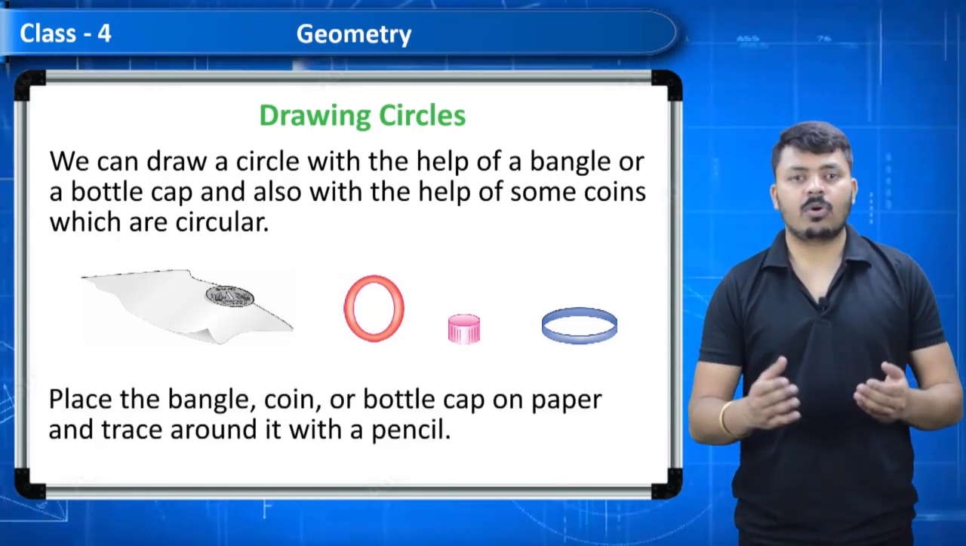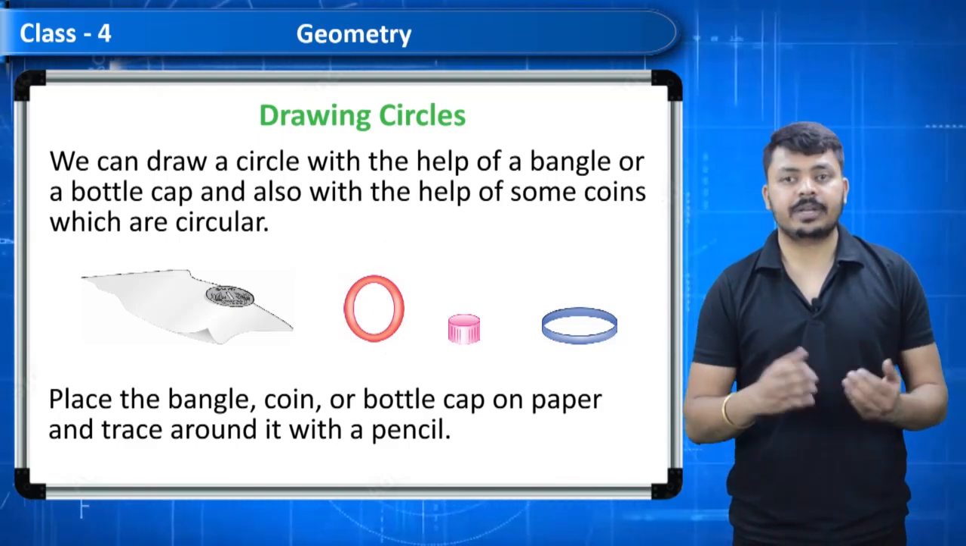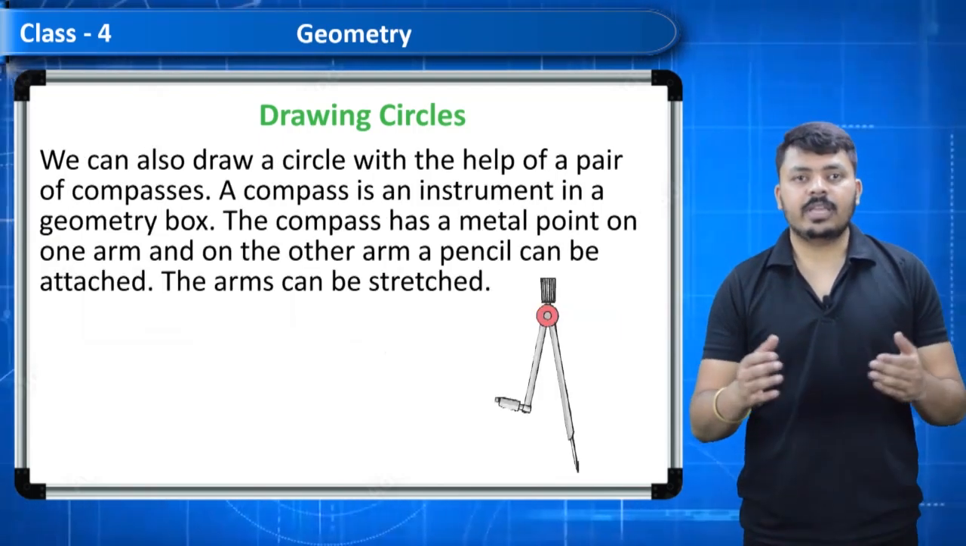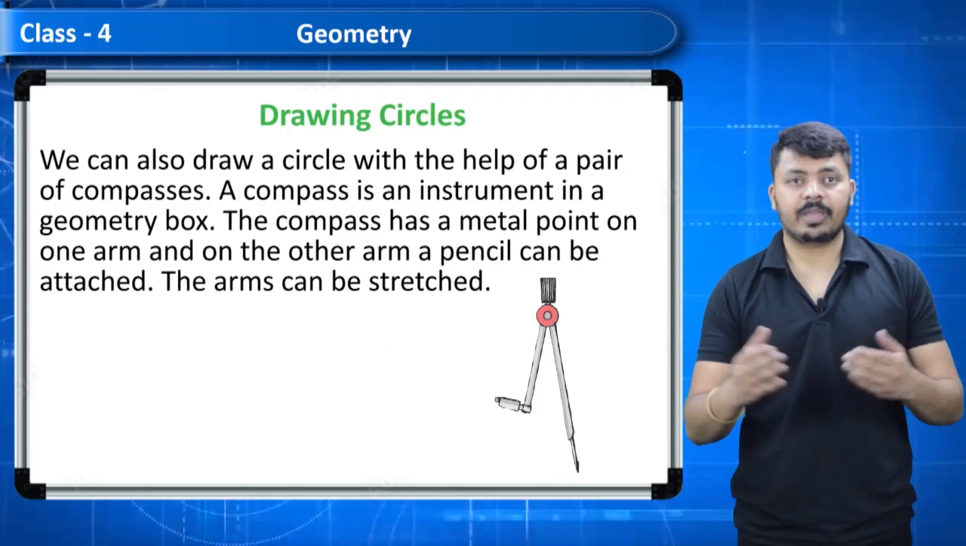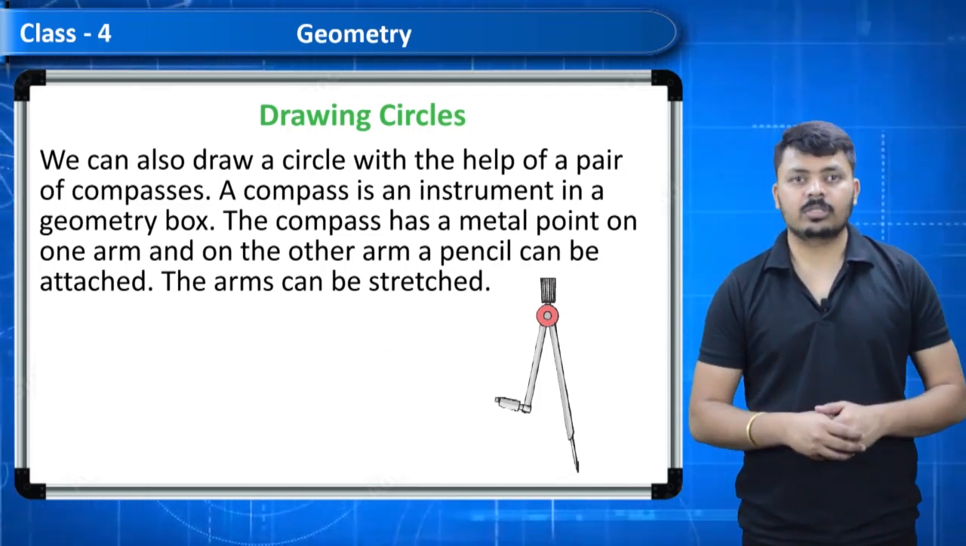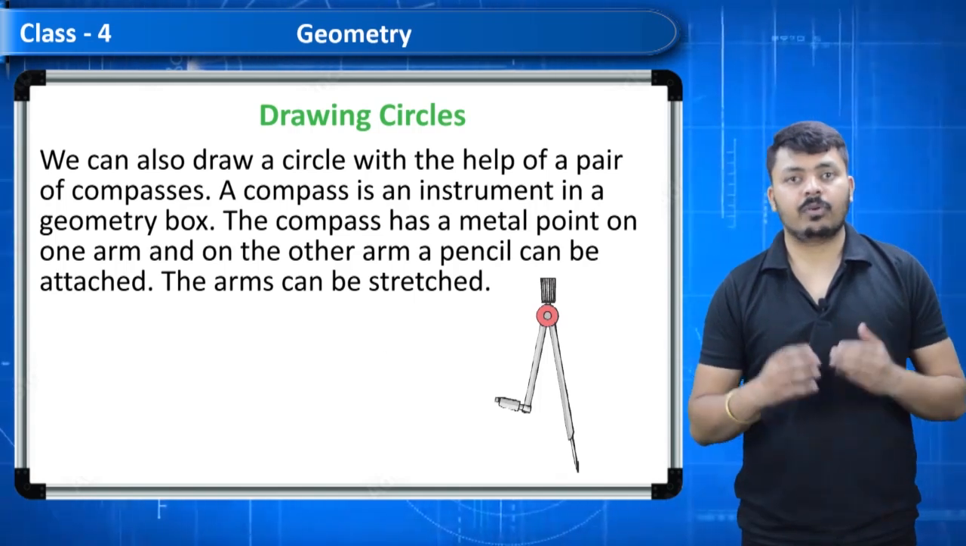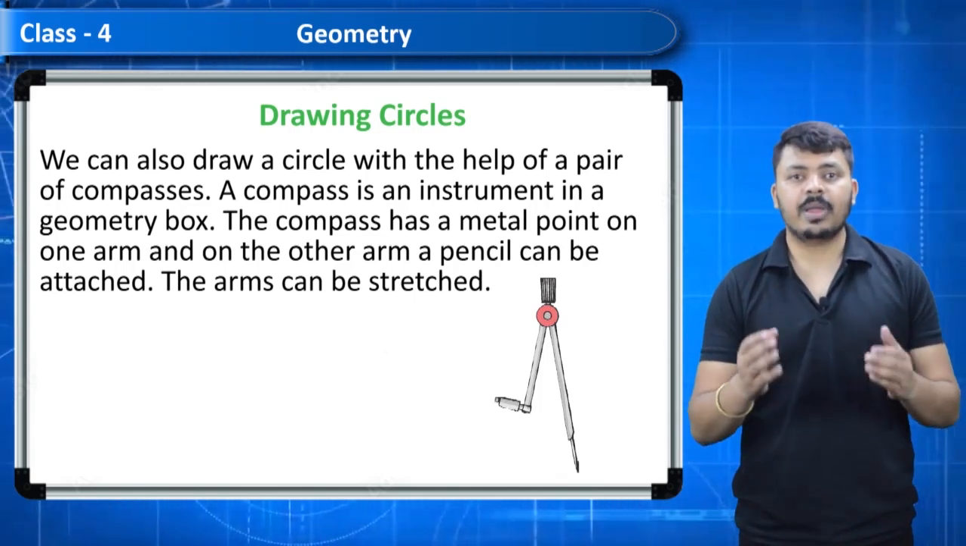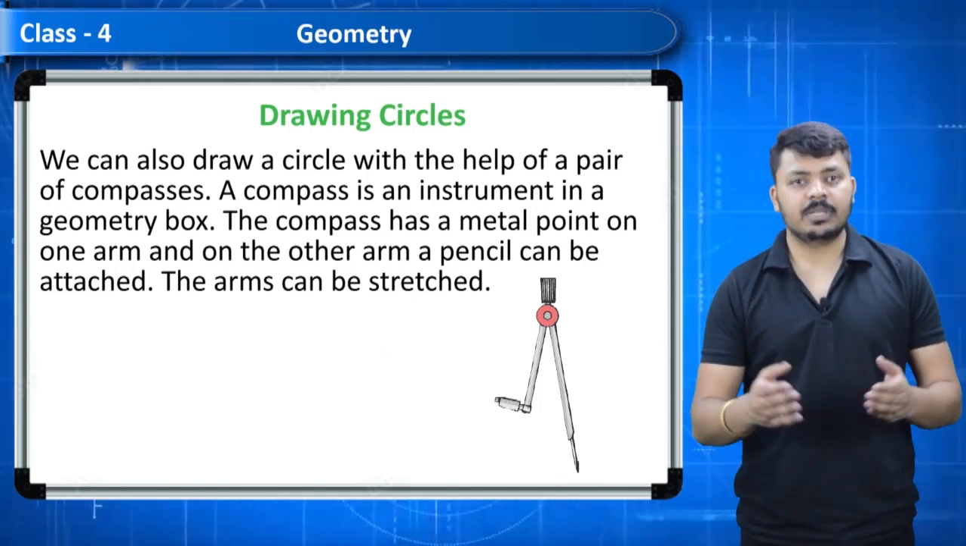Place the bangle, coin or bottle cap on paper and trace around it with a pencil. We can also draw a circle with the help of a pair of compasses. A compass is an instrument in a geometry box. The compass has a metal point on one arm, and on the other arm a pencil can be attached. The arms can be stretched.